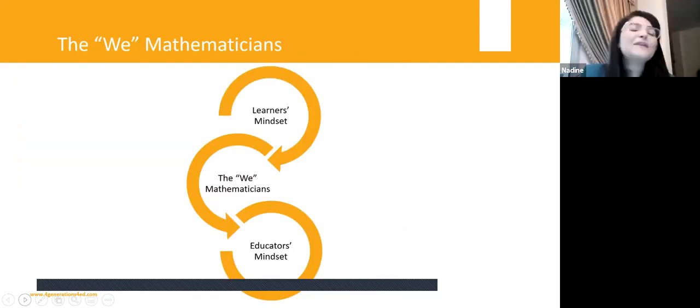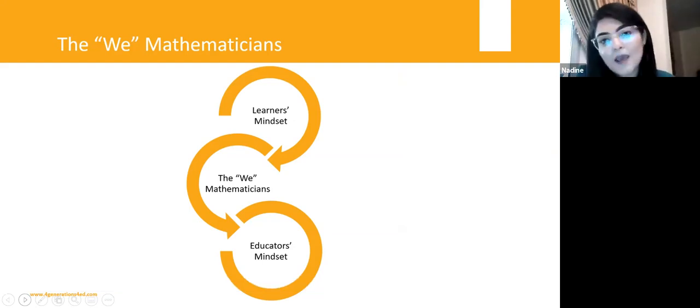Okay, now the we mathematicians. So what we saw is mainly what? A product. And for sure, there is a lot happening behind the screen. And definitely thanks for all of our educators who do a lot. So the we mathematicians, starting with the educators, the real soldiers, and what do we do in order to cater for the needs of our learners?